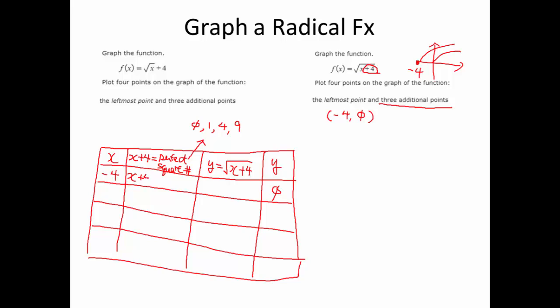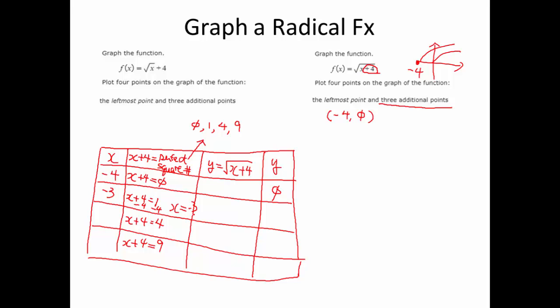So the first one, we're going to set X plus 4 equal to 0. The next point, we're going to set X plus 4 equal to the next perfect square number, which is 1. And then X plus 4 equal to 4, the third perfect square number. So I'm going to put 4 right here. And then X plus 4 equal to 9. So we try to solve this one for X. So we're going to minus 4. So X is going to be equal to -3. So I'm going to put -3 right here.